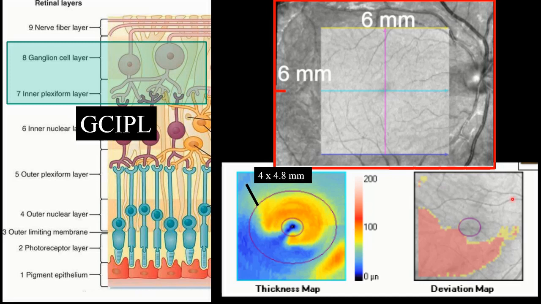and the inner part is 1.2 by 1 millimeter. Outside and inside, the thickness of the ganglion cell layer is very thin, so the software cannot detect it. So this is actually the area where ganglion cells are measured.